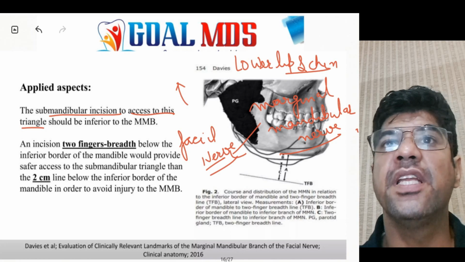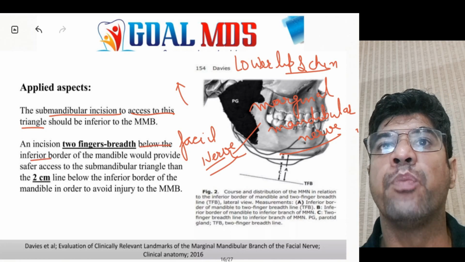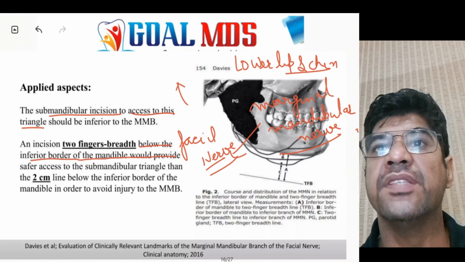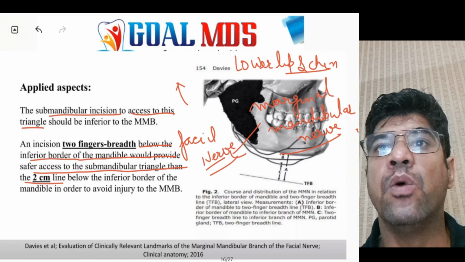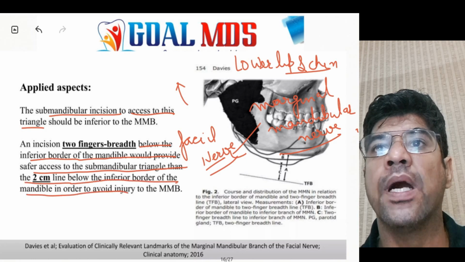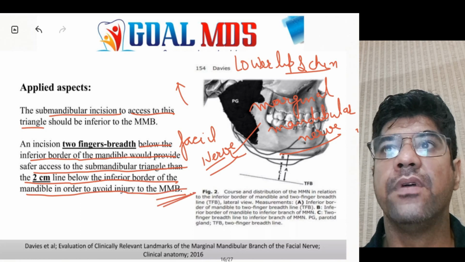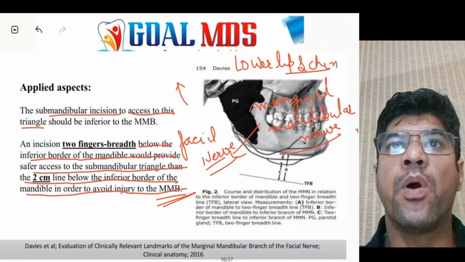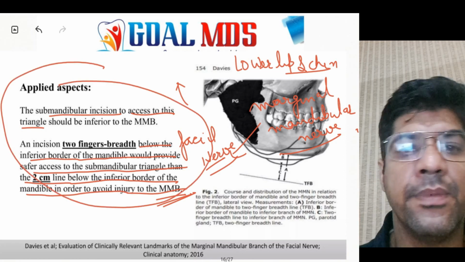So an incision 2-finger breadth below the inferior border of the mandible would provide safer access to the submandibular triangle than the 2 centimeter line below the inferior border of the mandible, in order to avoid injury to the marginal mandibular branch of the facial nerve. So that is important and asked many times in entrance exams.